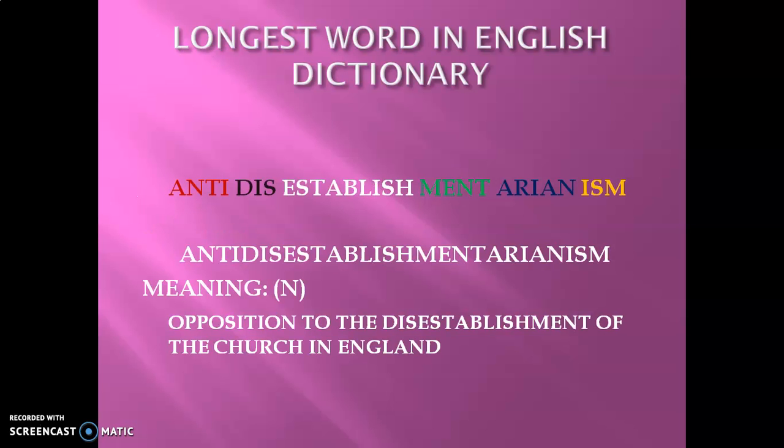Now I am going to give you an interesting piece of information. The longest word in the English dictionary. See, here I have taken the word establish. Before the word establish, I am adding a few prefixes, and after the root word establish, I am adding a few suffixes, by which I am making the word into one of the longest words in the English dictionary. So before the word establish, I add dis, anti, and I am adding suffixes ment, arian, ism. So the word becomes antidisestablishmentarianism, meaning opposition to the disestablishment of the church in England.